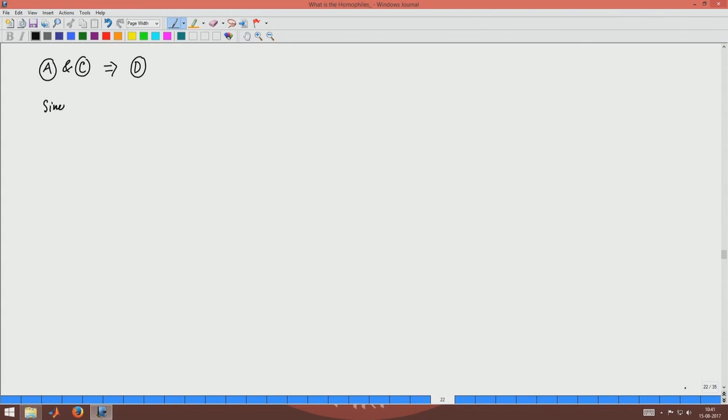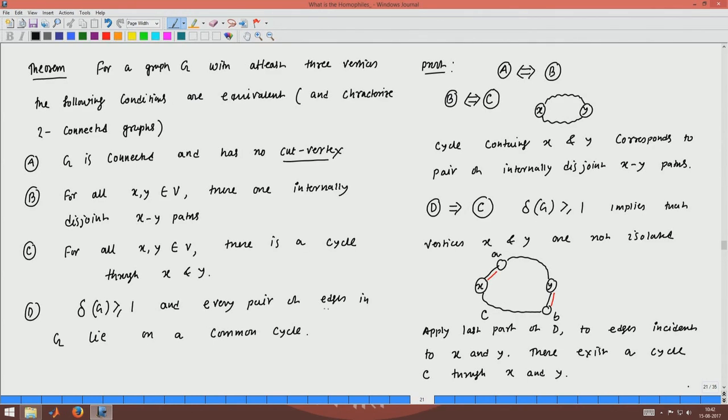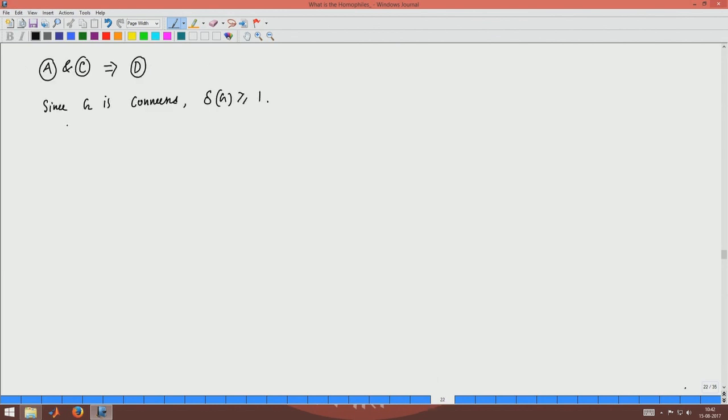Since G is connected, delta G is greater than or equal to 1. The minimum degree has to be at least 1. So, we have proved the first part of D. The first part of D says that the minimum degree is greater than or equal to 1, and then we have to prove that every pair of edges in G lie on a common cycle, right.